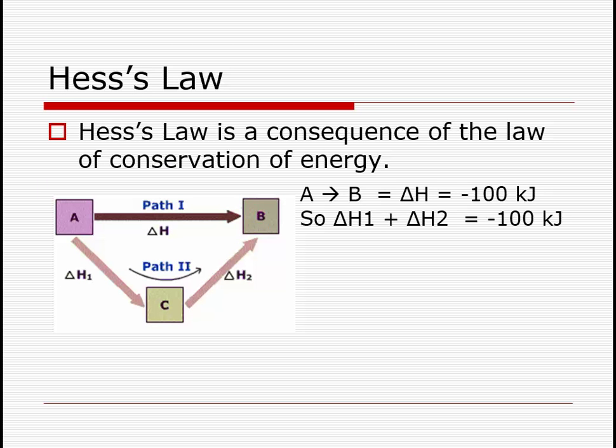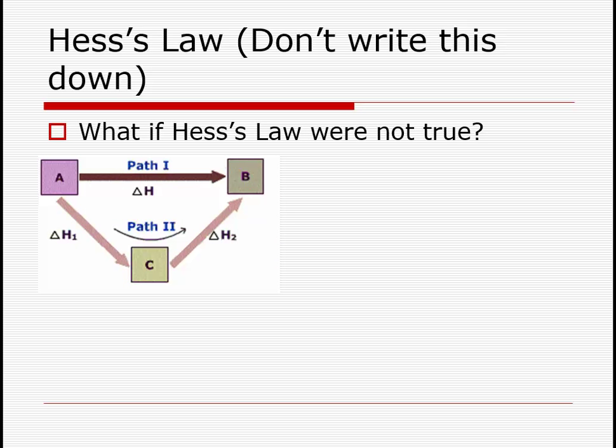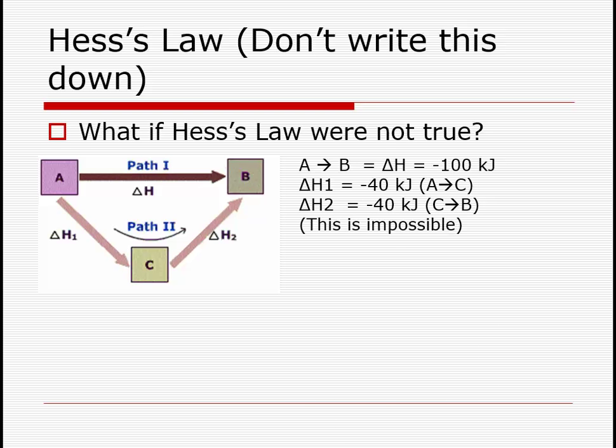Now let's examine why Hess's Law must be true by imagining we live in a world where it isn't true. What could we do if Hess's Law wasn't true? So don't write this down, okay? But let's imagine we're living in a world where Hess's Law were not true, and what would be the consequences of that. This might blow some minds here, but let's do our best. So again, let's say that going from A to B is negative 100 kilojoules of energy. So that would be exothermic. That would be something that we could get energy out of and we could use, like burning something.